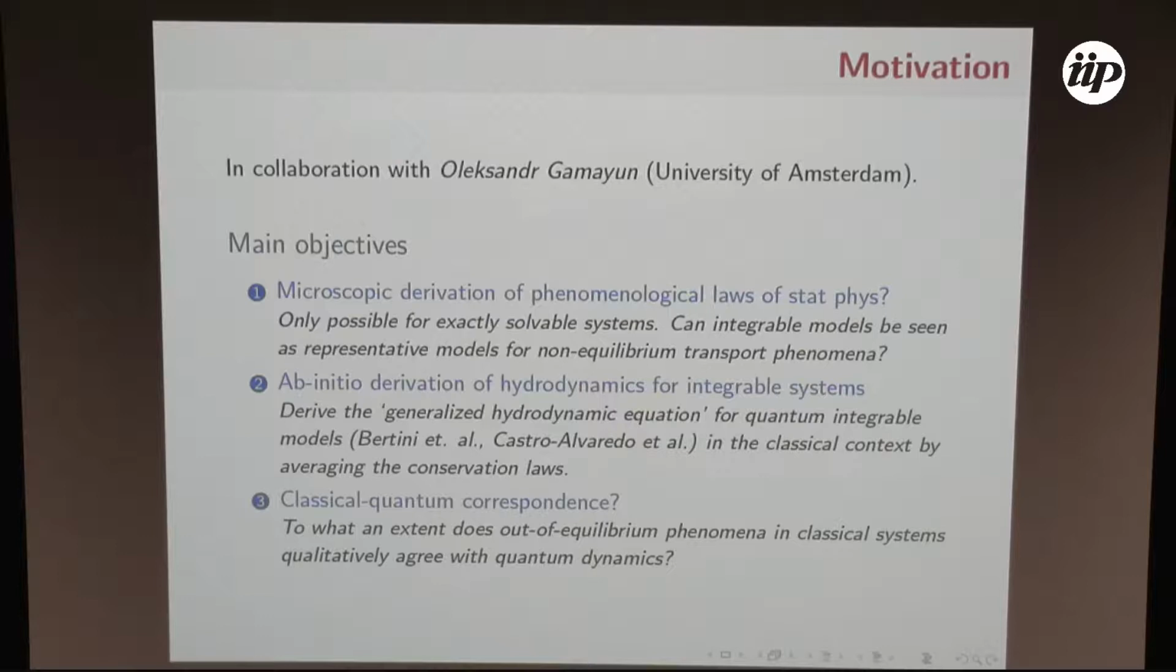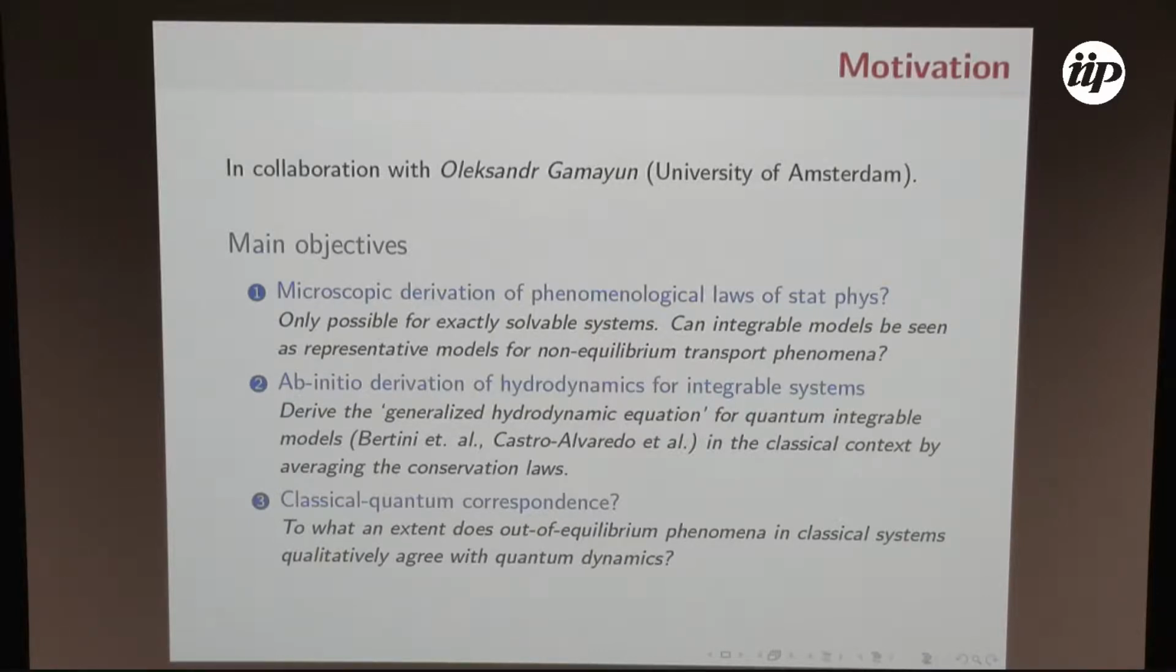And in particular, what remains a somewhat open question about this equation in the quantum context is how to derive it directly from the averaging of microscopic conservation laws. So this is something that remains to be done, and today I will show you how this is possible. It's possible to achieve this in the classical theories of solitons.